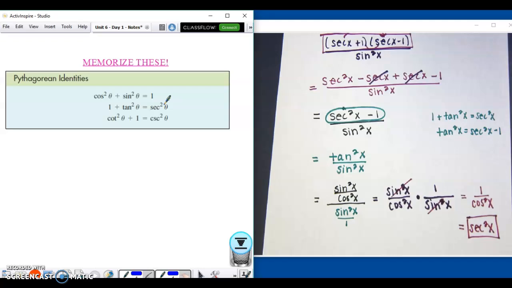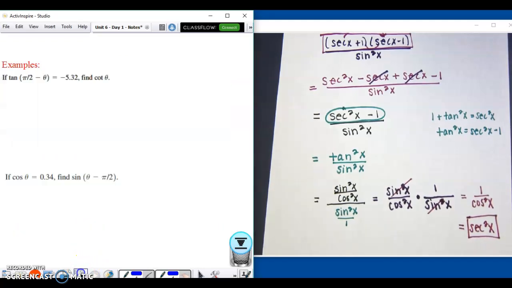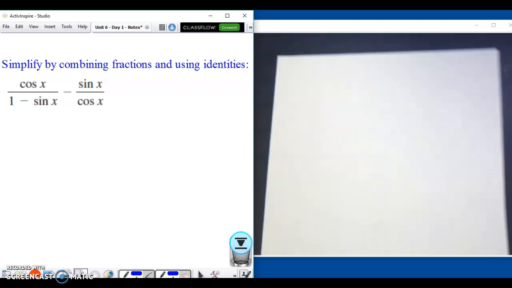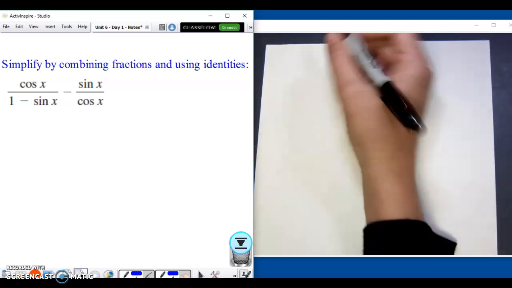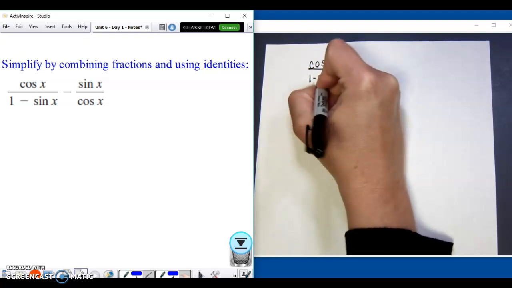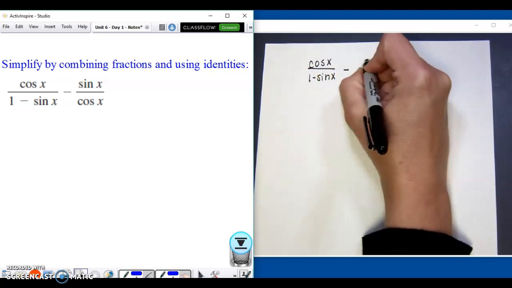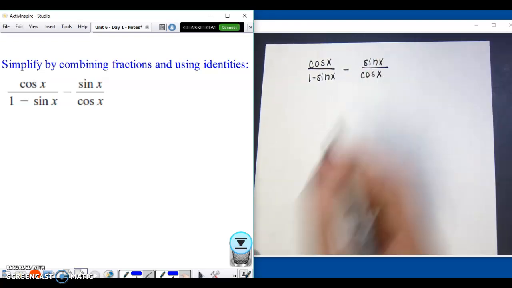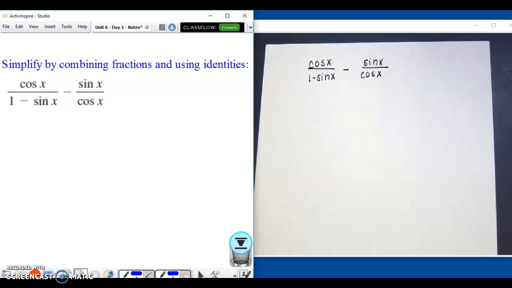Okay. And then the last problem that we have for just simplifying. So we have cosine x over 1 minus sine x minus sine x over cosine x. So the clue here is to simplify by combining fractions.